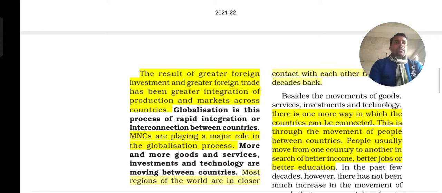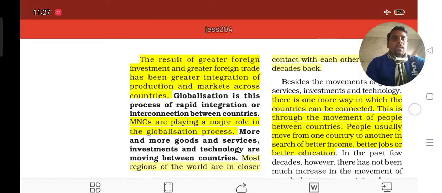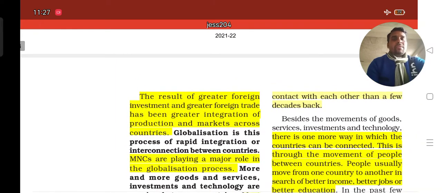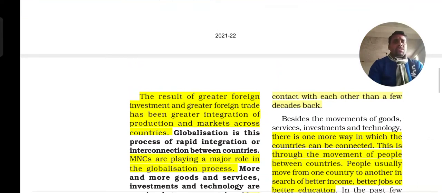Another thing is that people move from one country to another. You can have a look. Most regions of the world are in closer contact with each other than a few decades back. A few decades back, countries were not connected, and no one knew what globalization, the world market, foreign trade or foreign investment was. But now each and every country knows about foreign investment and welcomes it. When there is foreign investment, there will definitely be foreign trade. So the country also develops in its own way.